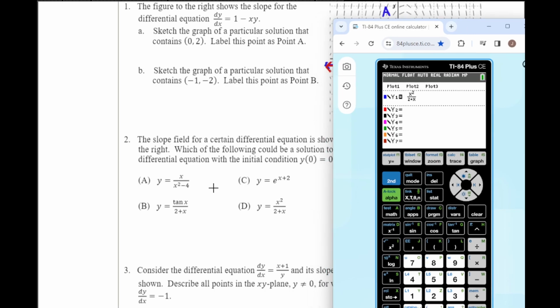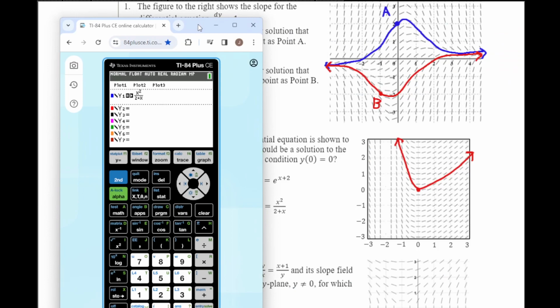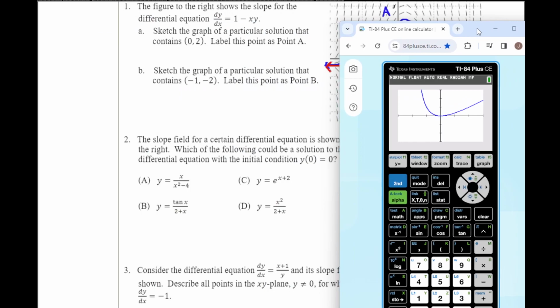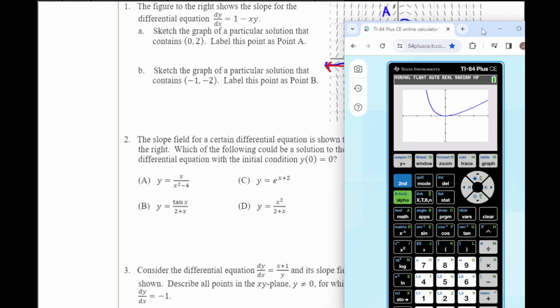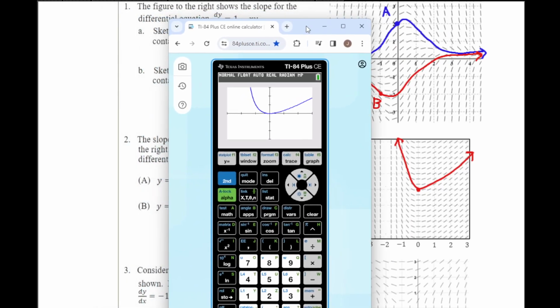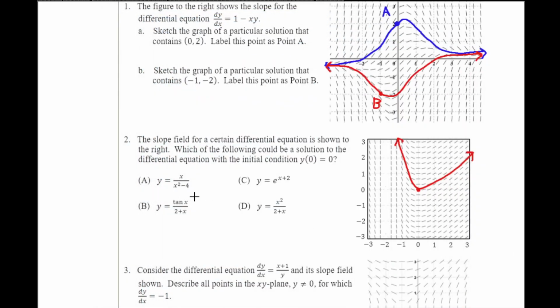And well, I'll tell you the right answer. The answer is D. If you plugged in x squared over 2 plus x, and you adjusted the window so the x min is -3, x max is 3, and the y min -3 to 3 as well, you graph it, you see how it's the same thing here. I'm not going to graph the other ones, but if you graph the other equations, you would get something completely different. So this here is just your answer, D.